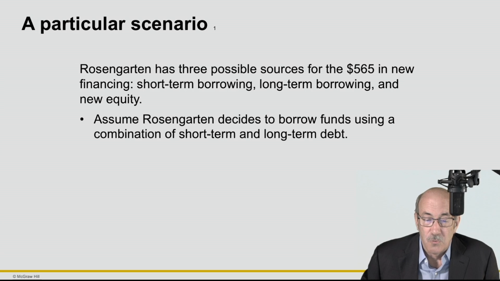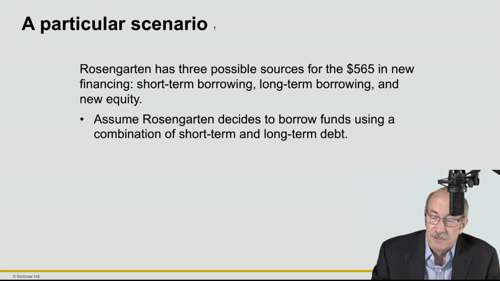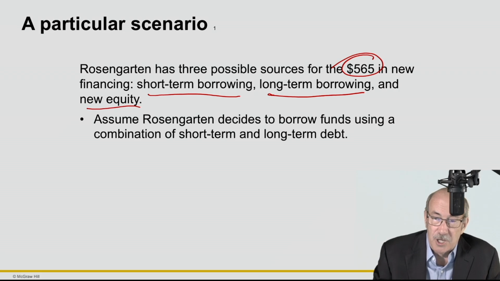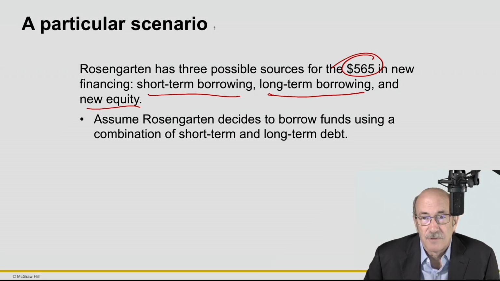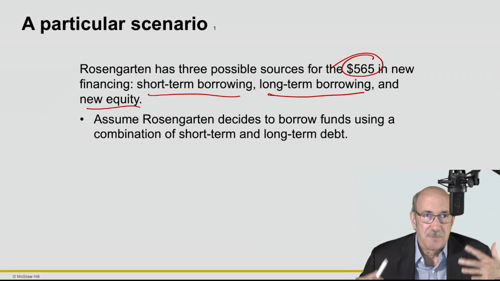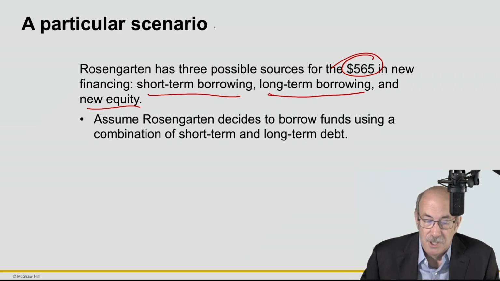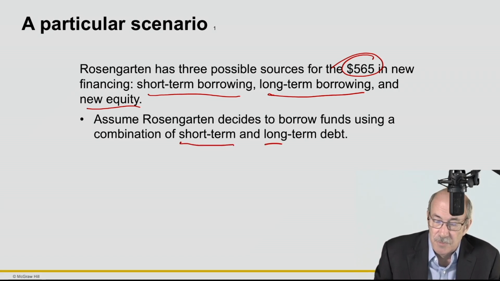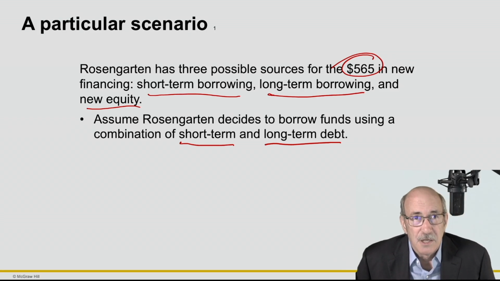All right, so we're going to look at three possible sources for this 565. We're going to look at short-term borrowing. We're going to look at long-term borrowing. We're going to look at a new equity issuance. Now, let's say that that's been analyzed and they've chosen to go with a combination of short-term borrowing and long-term debt. Now, you might say, well, why don't they do all three?